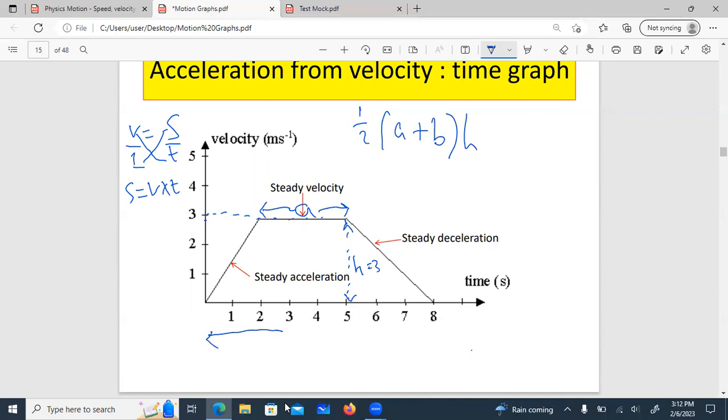This lower one, B. So to find the area of a trapezium, you find the average of A and B, so half of A plus B. Okay, when you get that value, just multiply by the height, and that gives you the distance covered in this graph. So let's solve that. Half open bracket. What is A? A is from 2 seconds to 5 seconds.